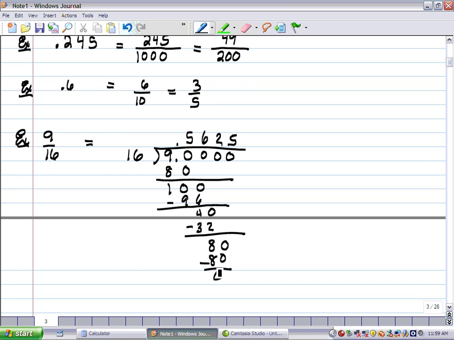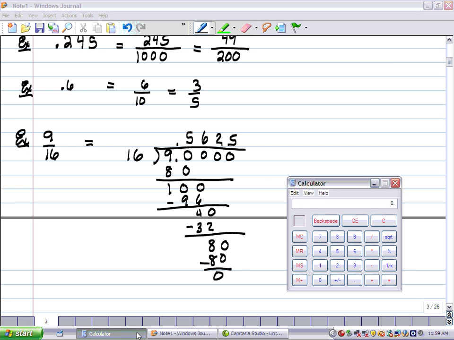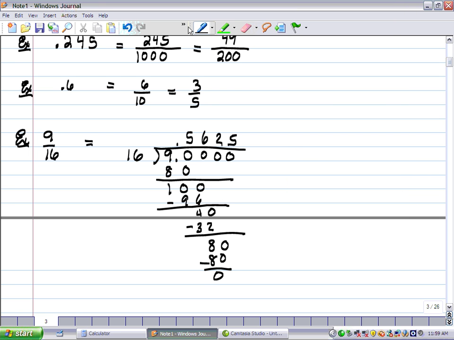Okay, of course, I could have done this using a calculator. I could have done 9 divided by 16 and gotten 0.5625. So that would have worked as well, putting it in your calculator to get this value.